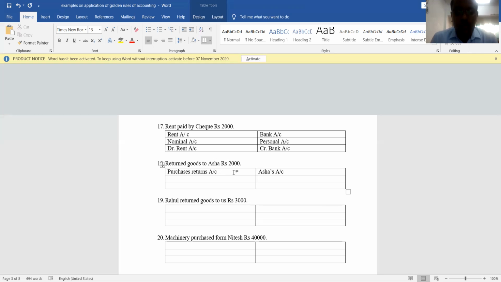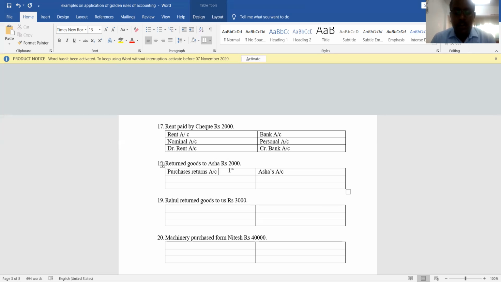If we are returning goods to our suppliers, it is known as purchases returns. If our customers are returning goods to us, then it is known as sales return. Here, returned goods to Asha means we, being a business, are returning goods to Asha. Asha is our supplier. So which return is it? It is purchases return. If customers are returning to us, it is a sales return.